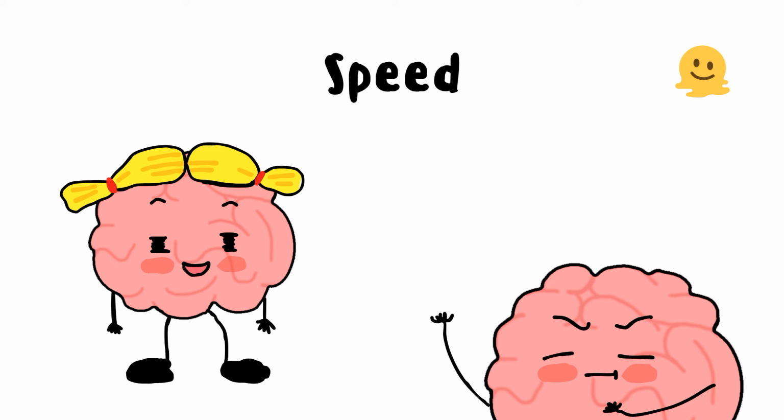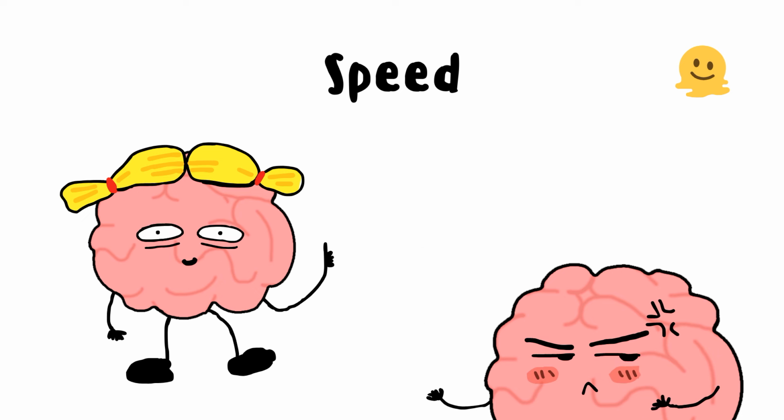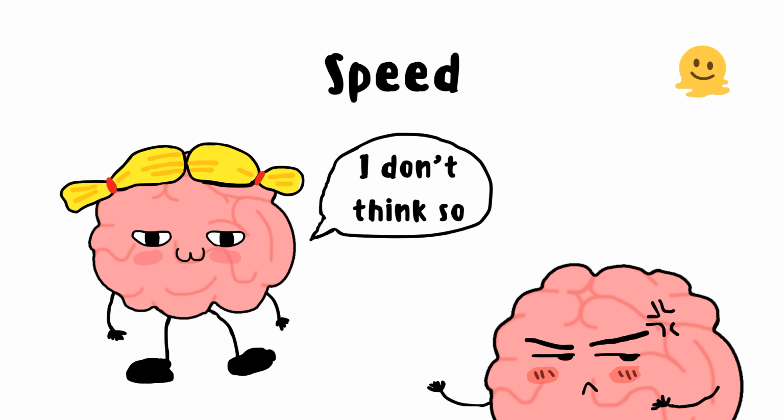Speed. Manipulators will often insist on a quick decision, limiting your time for reflection and analysis of alternatives. Therefore, try to be attentive, resist making a rushed choice, and do not hurry when it comes to important decisions.